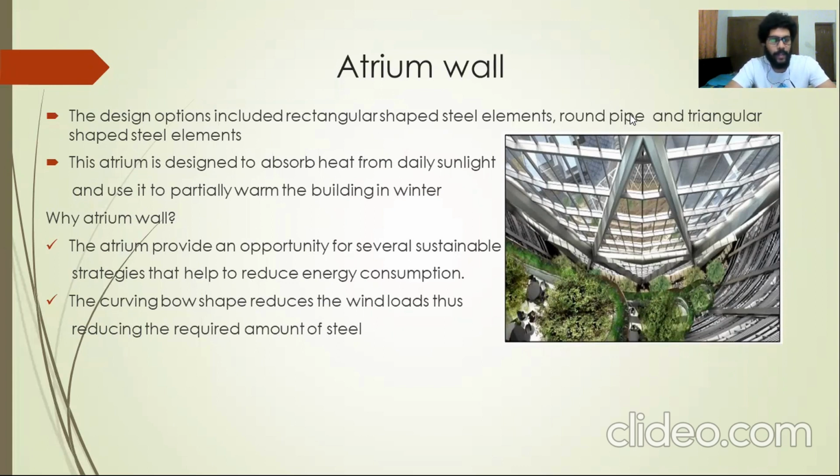The atrium wall system incorporates several sustainable strategies that help to reduce the energy consumption, which in turn makes the building environmentally friendly. The curved shape of the Bow Tower reduces or resists the wind loads, thus reducing the amount of steel required for the structure. That's all about the structural systems. Now I invite Anuhava to explain the materials that have been used in the construction of the Bow Tower. Thank you.